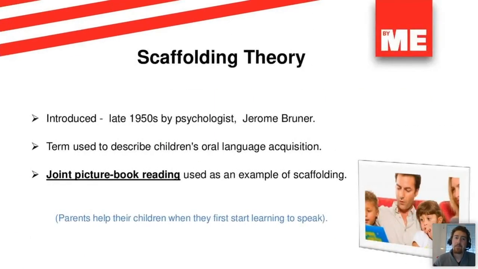Now, scaffolding is underpinned by theory. And as educationalists, most of our practice is underpinned by theory. So scaffolding theory was first introduced in the late 1950s by an educator or a cognitive psychologist called Jerome Bruner. And he used this term to describe children's oral language acquisition. And to exemplify this, we can see the image here on this slide. He used joint picture book reading to demonstrate what he meant.